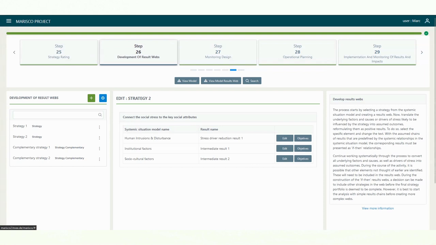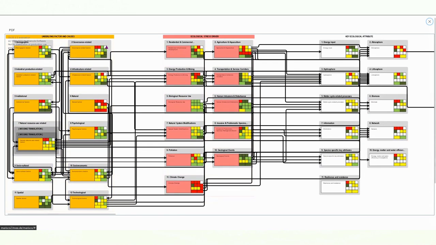In the course of the application, concrete products are created that can be used by the users for the analysis, planning, and management of their project.